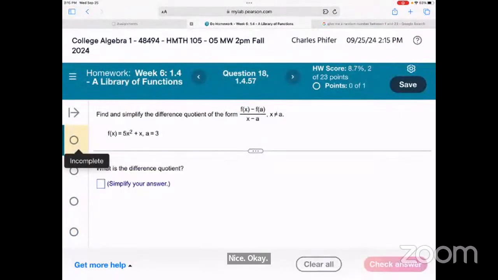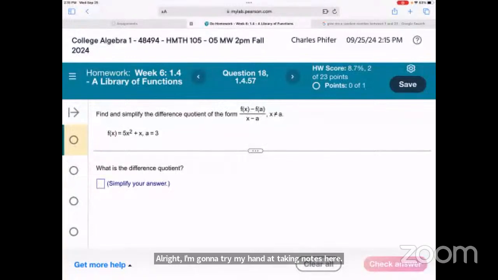Find and simplify the difference quotient of this form. Okay. Do we need to take notes? All right, I'm going to try my hand at taking notes here. So basically, we're finding the slope between 2 points. Nope. No, I think I need to write this one down. I was going to do it here, but when I'm looking at it now, we need to write it down. I thought we could be a little bit concise, but we definitely.